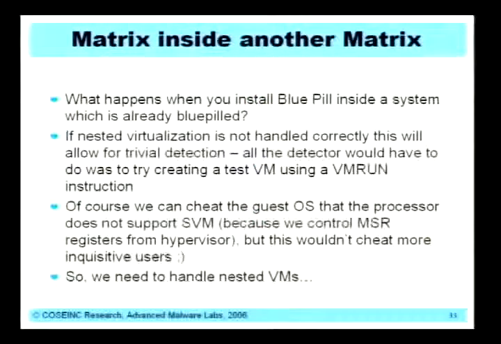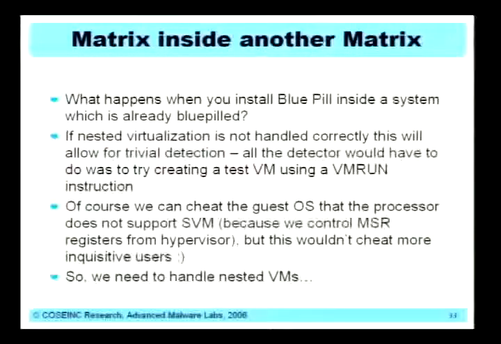So what happens when you install BluePill inside a system which was already BluePilled? This is a question about nested virtualization. As Dino said today, if we didn't handle this nested virtualization correctly, it would allow for very easy detection by just trying to create a test virtual machine. And if it fails, then something is wrong.